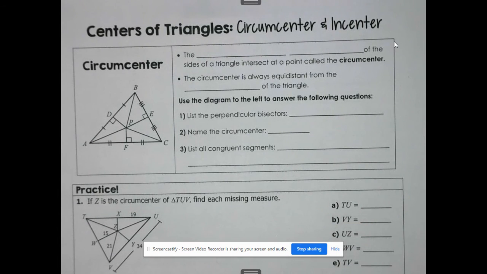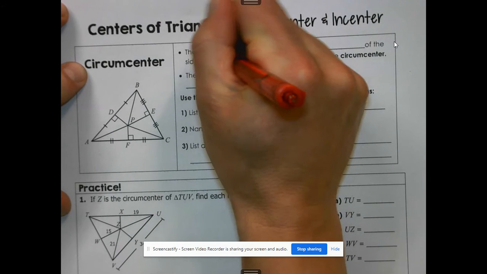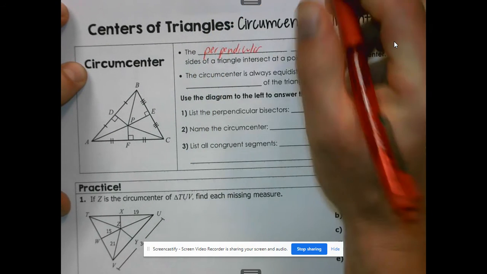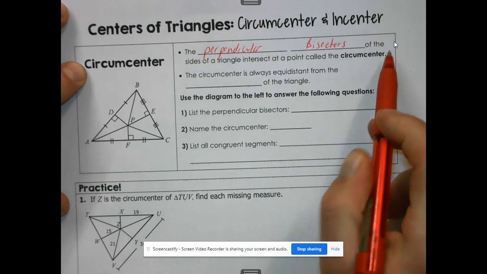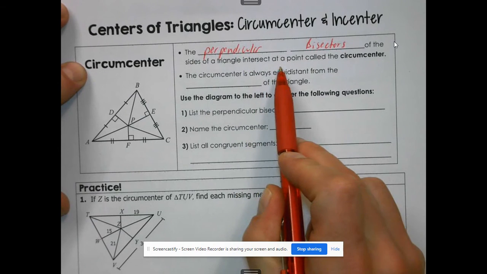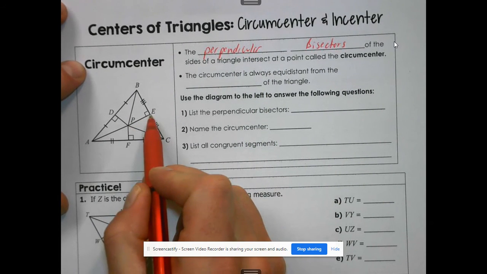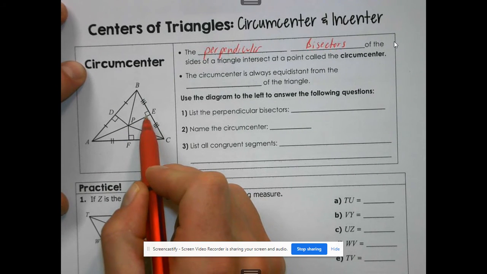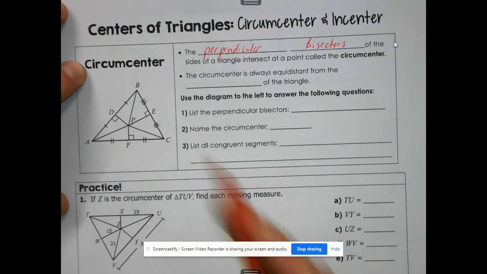All right, circumcenter first, guys. The perpendicular bisectors of the sides of a triangle intersect at a point called the circumcenter. So if you check out the triangle, these are your perpendicular bisectors. Remember, they cut a side in half, and they intersect at a 90. So you have PE is a perpendicular, PF is one, and PD is one as well.